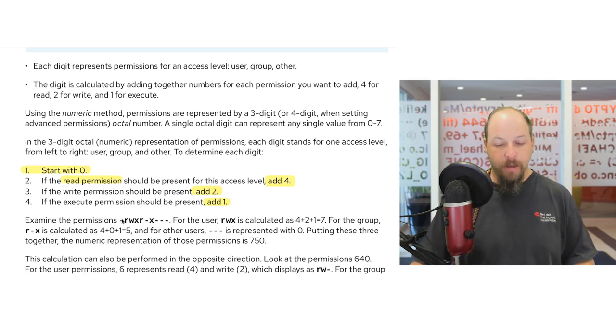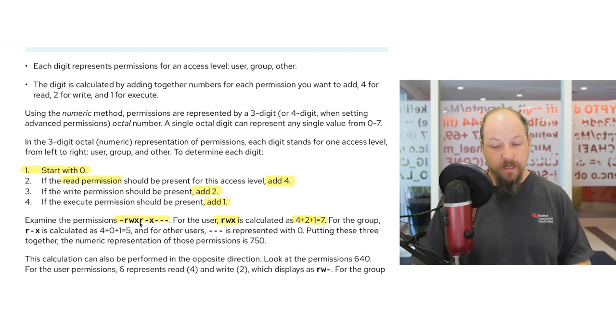For example, if we were given this particular string of permissions, we can see that just the first 3, RWX, are available for the user. This means that a 4 for read, a 2 for write, and a 1 for execute would all be enabled, and therefore all adding up to 7. Our octal representation for the user permissions is 7.